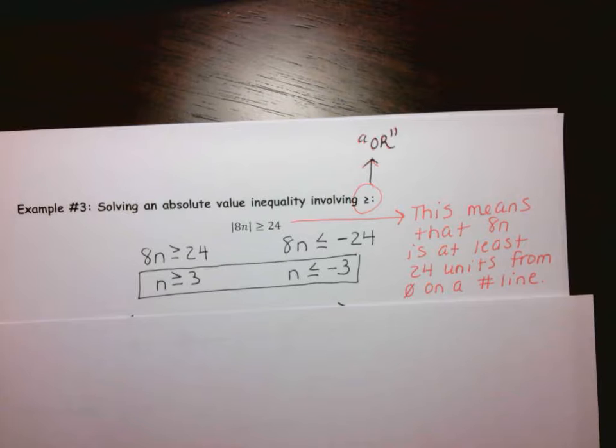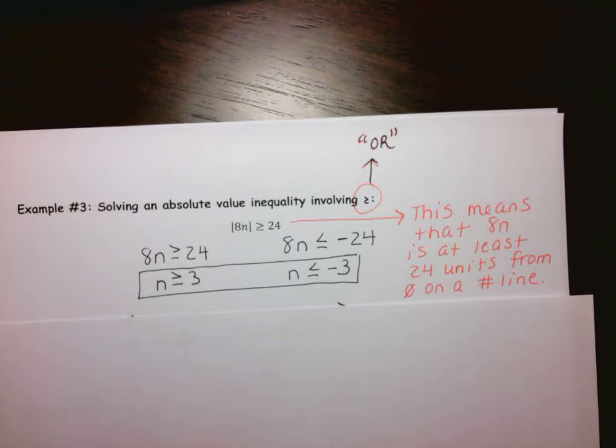Now I'm going to show you how to solve an absolute value inequality involving a greater than symbol, or a greater than or equal to symbol. Whenever you have a greater than symbol, or a greater than or equal to symbol, that is an or statement. That is called a disjunction.